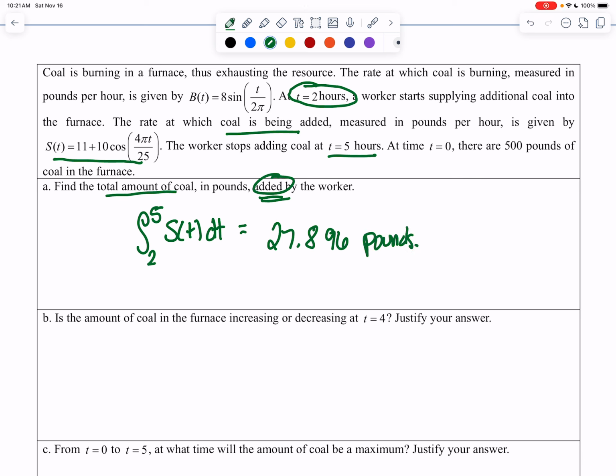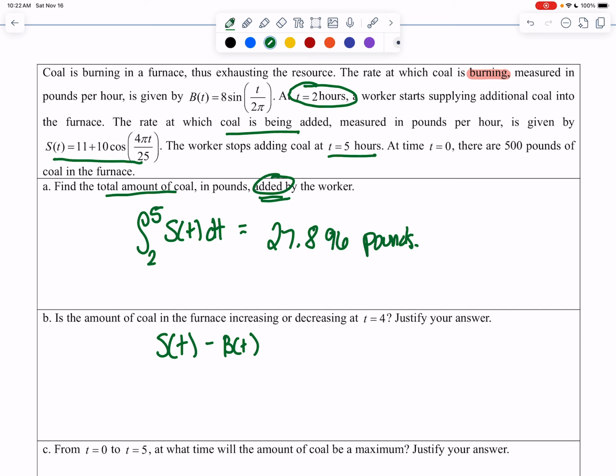Part B: is the amount of coal in the furnace increasing or decreasing at time t equals 4? So we have my rate in, which is S of t, and we have my rate out, which is B of t. Notice how my rate out, I'm starting at time t equals 0. It's burning at time t equals 0. So that's my B of t right there.